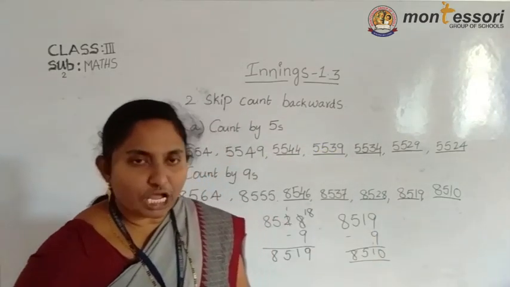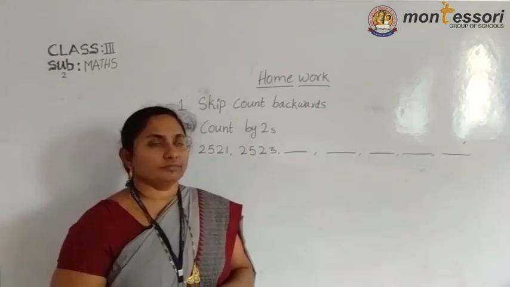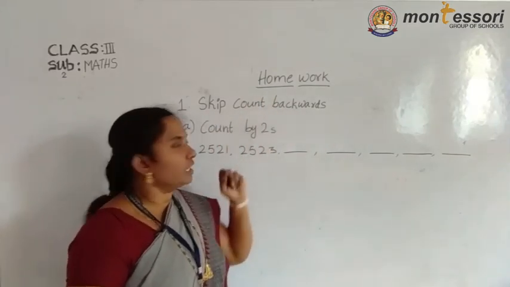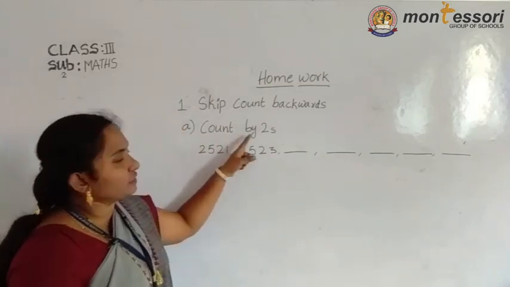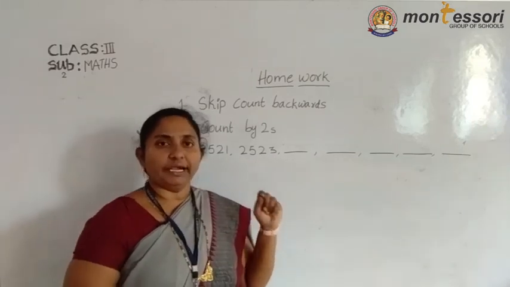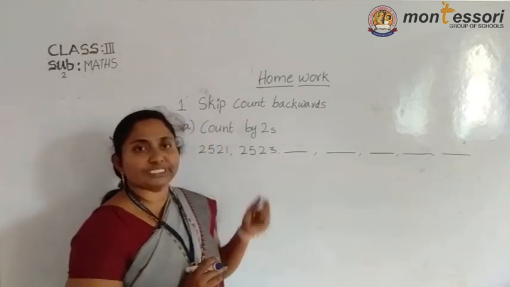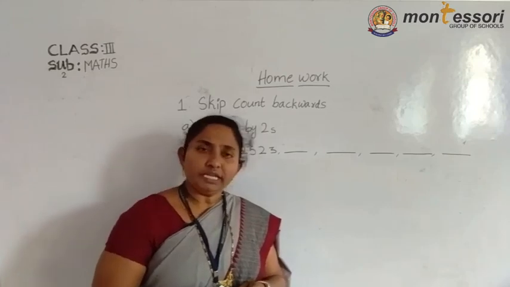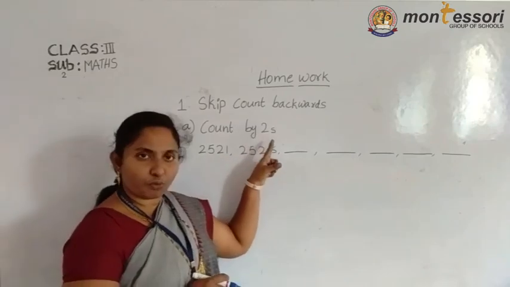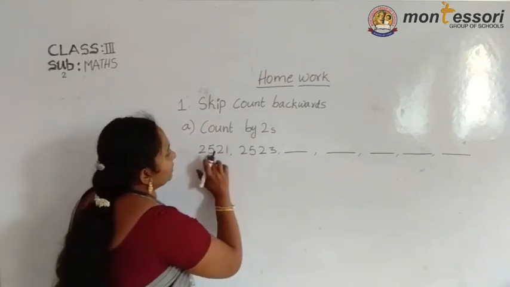Okay. Understood? So now I am giving the homework. Note down all of you. Today's homework: skip count backwards. So now count by 2s. Before, in two problems we discussed the 5s and 9s. For 5s, whatever number they give here, we do the subtraction with minus 5. When 9 is given, we do the subtraction with minus 9. But in homework I have given very little. This is 2s. Okay. Understood?